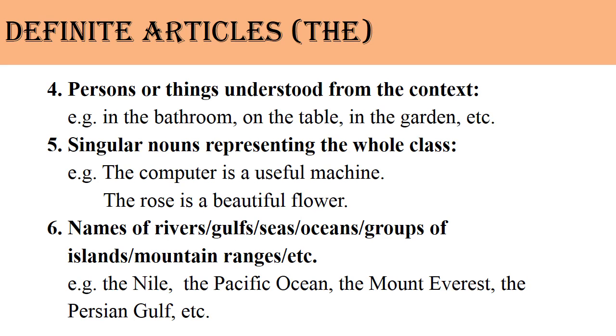They are also used with singular nouns representing the whole class. Example, the computer is a useful machine. The rose is a beautiful flower. They are also used with the names of rivers, gulfs, seas, oceans, groups of islands, mountain ranges, etc. Examples, the Nile, the Pacific Ocean, the Mount Everest, the Persian Gulf, etc.